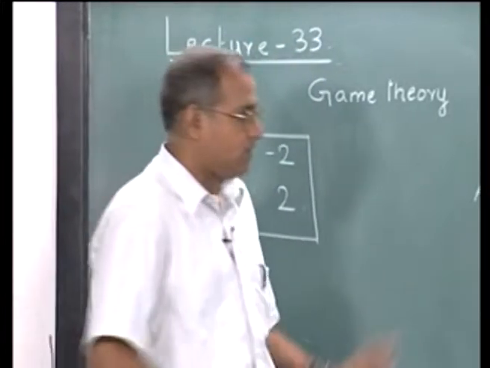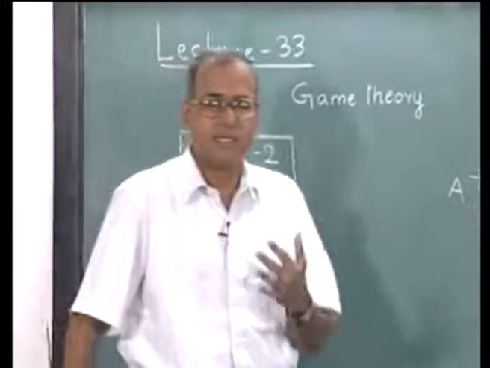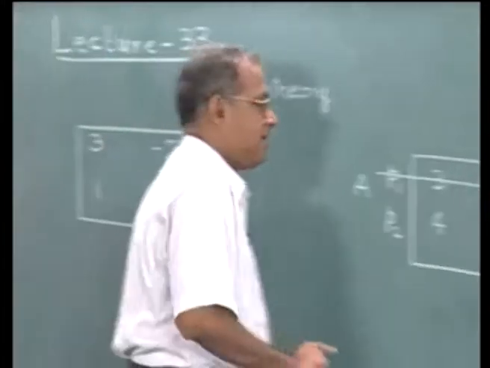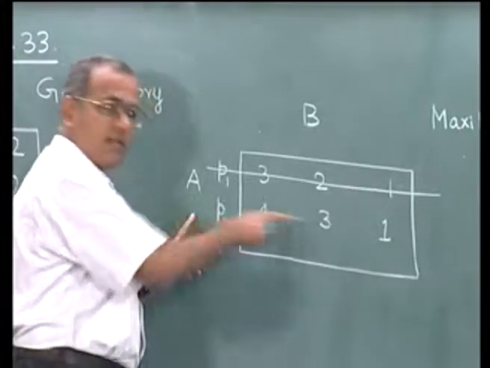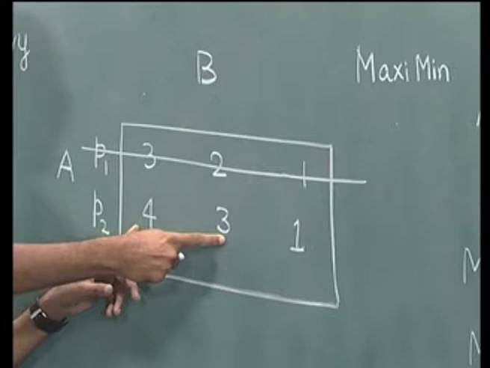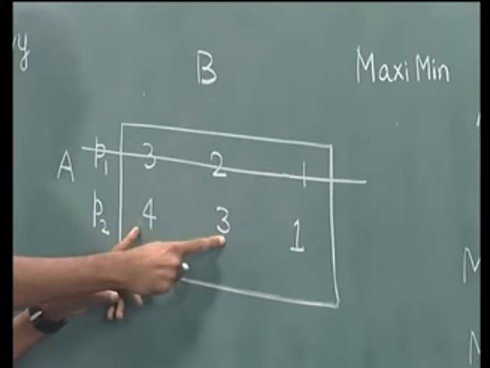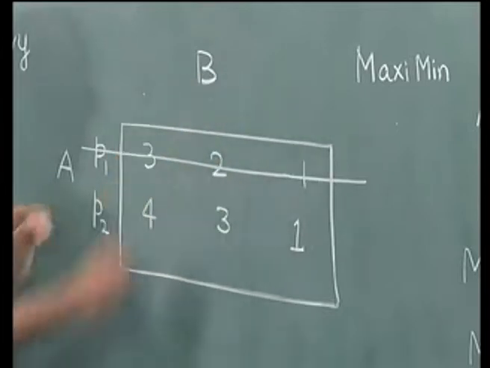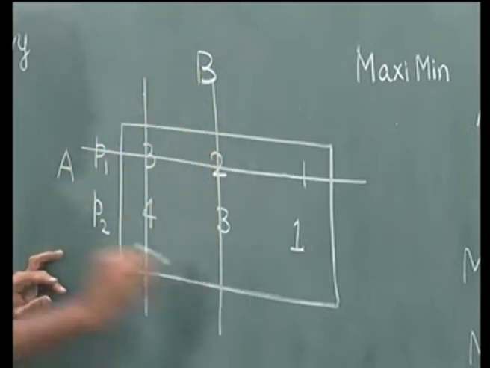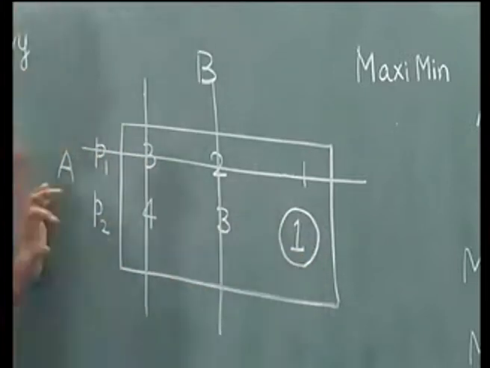Now, the moment A decides to play only this, we have also said that B is an equally intelligent person, and therefore, B would say that if A is going to play this all the time, I will not play this, I will not play this, because A's profit is higher, which means my loss is higher. So, B will choose to play only this strategy, therefore, this is cut down, this is cut down, and we have only one that is active, which is this.